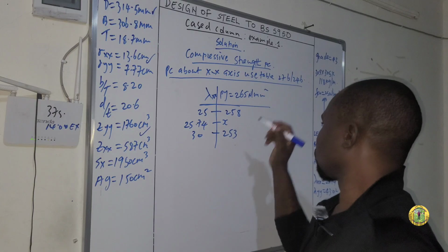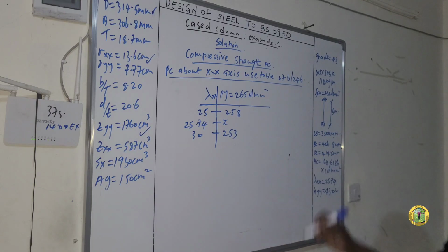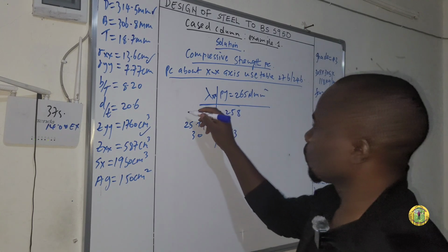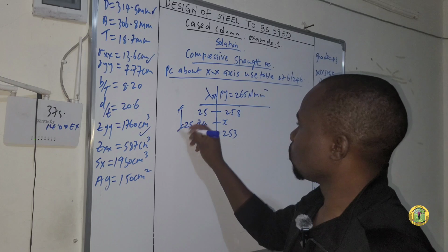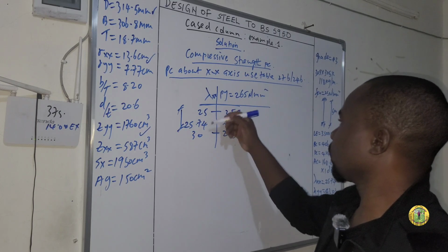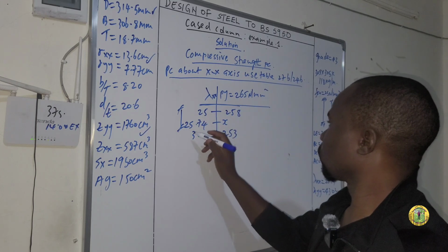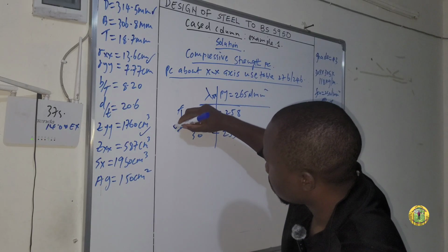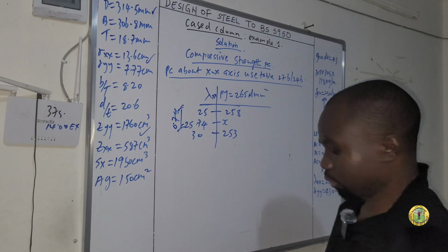It corresponds to 253. After doing so, you will do what we call the interpolation. I've already shown you how to interpolate, so it is not something new I'm introducing. So let's now do the interpolation. Before you do the interpolation, you get the difference between these two. So this is 0.74.